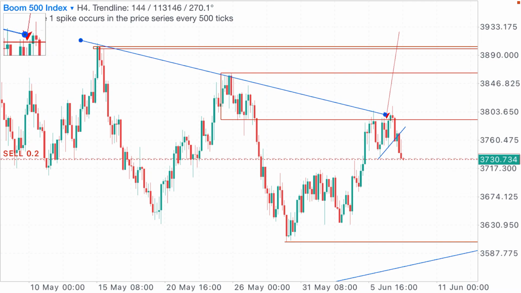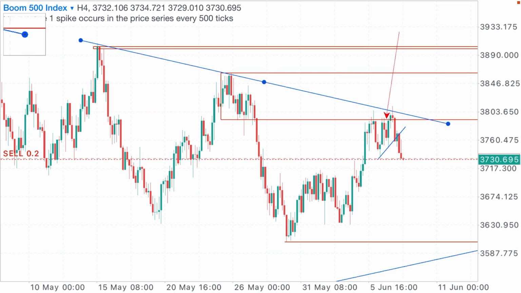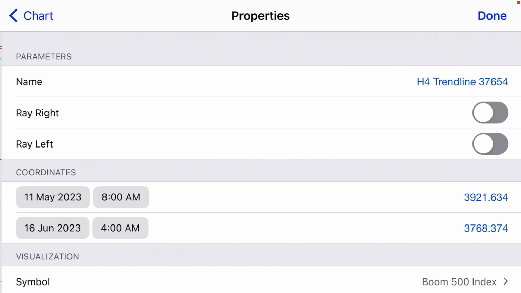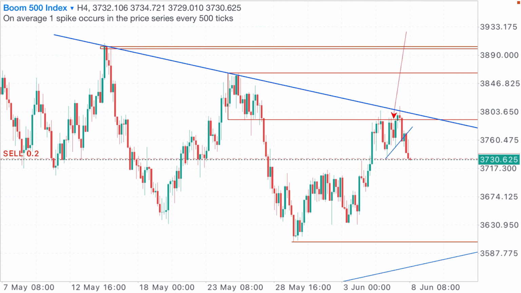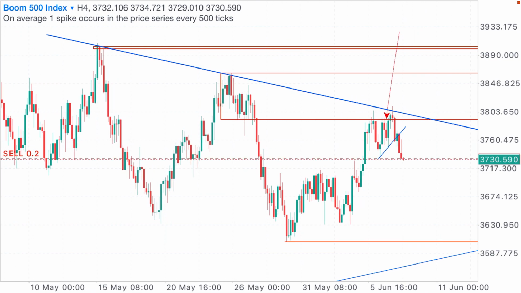That is the dynamic resistance, and if you take it down, to make it thicker. So if we take it down, you'll see. Are you getting my point? Are you seeing the confluence of price action?